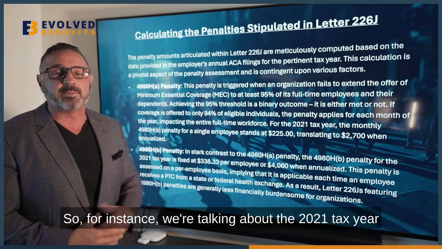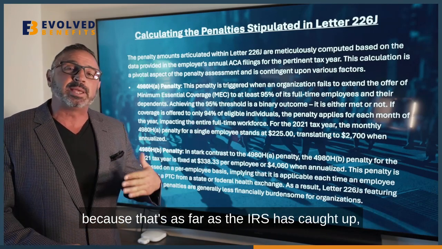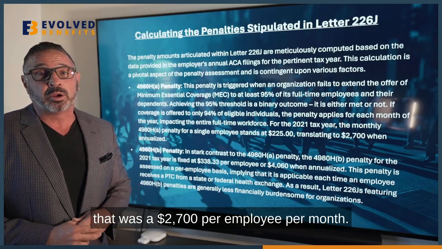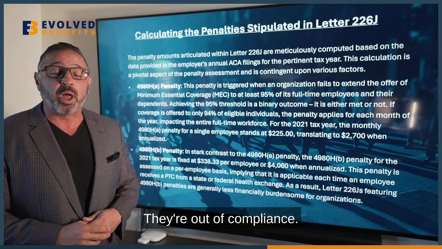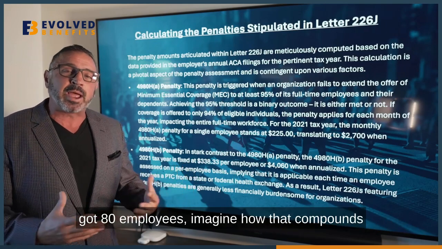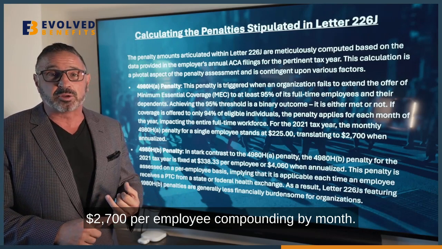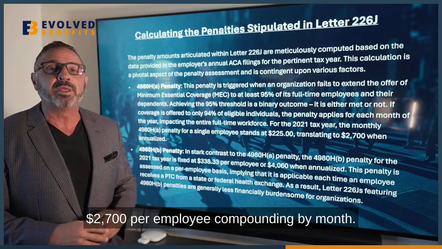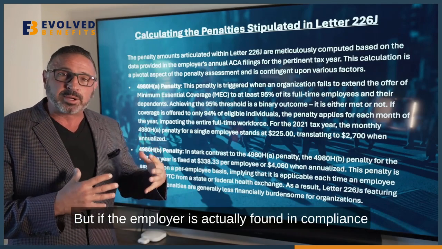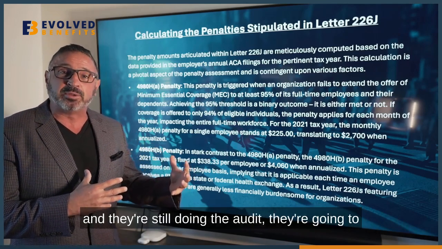So for instance, we're talking about the 2021 tax year because that's as far as the IRS is caught up. That was a $2,700 per employee per month they're out of compliance. So if you have a company that's got 80 employees, imagine how that compounds. $2,700 per employee compounding by month. That's why they call it the hammer penalty. That's the big penalty.